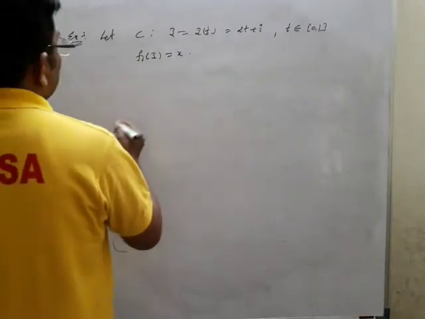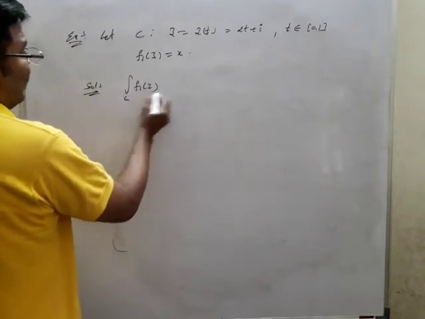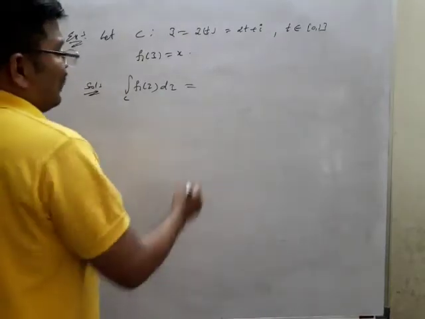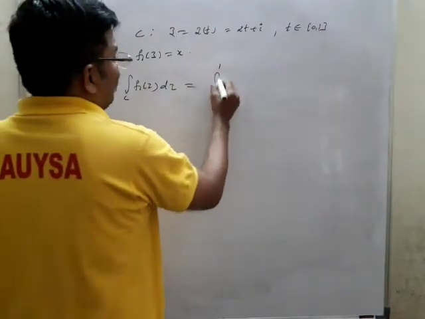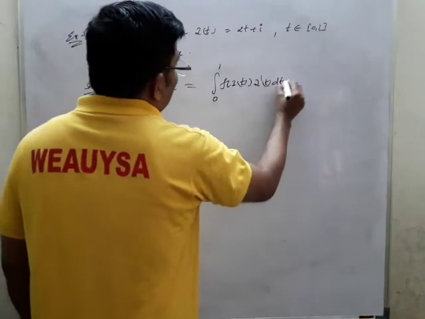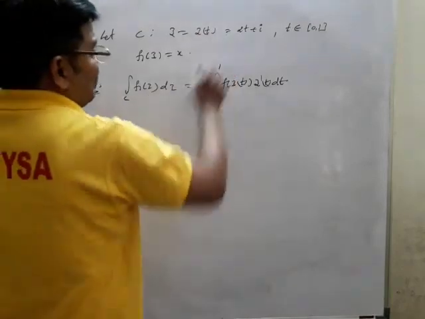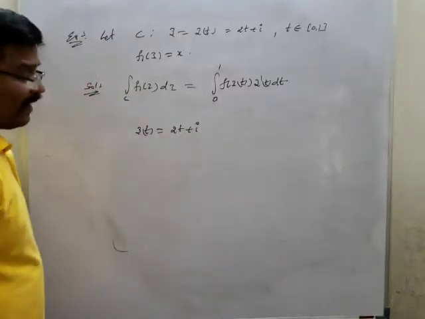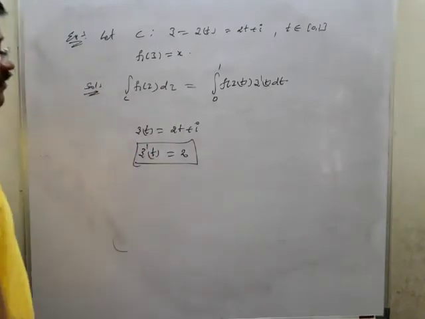Now what is that now? Solution: the integral over C of f1 of z dz is equal to, C means this contour, so that is equal to the integral, t is nothing but 0 to 1, so integral 0 to 1 of f of z of t into z dash of t dt. Now we'll try to find out what is z dash of t. z of t is equal to 2t plus i. What is z dash of t? z dash of t is nothing but 2. This is the value of z dash of t.